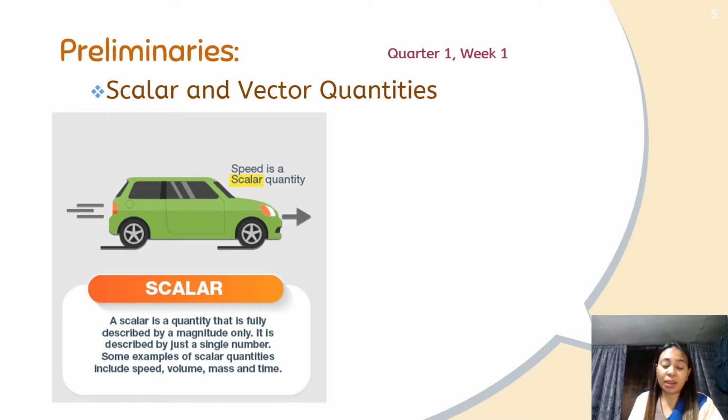So for example, mass, 50 kilograms. Time, what time is it? It's 10 seconds, for example. And speed, let's say 20 kilometers per hour. So those are just scalar quantities.